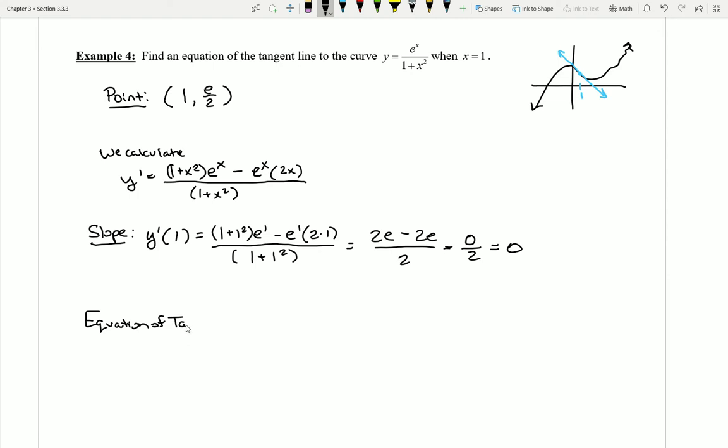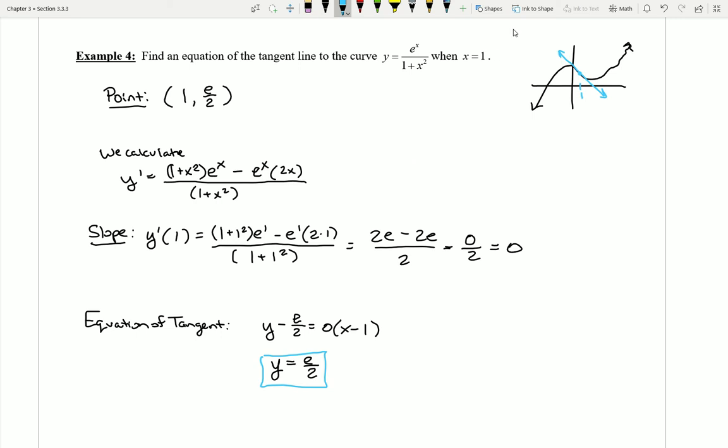Equation of the tangent. So I'll use my point slope form. I'm going to do y minus my y-coordinate, which is this ugly e over 2. Let me just write that a little bit neater. And then that's going to be equal to slope times x minus 1. Well, notice that this entire side over here is really just going to turn into 0. And so I'm going to end up with y is just equal to e over 2. So there it is. There's the equation of my blue line.